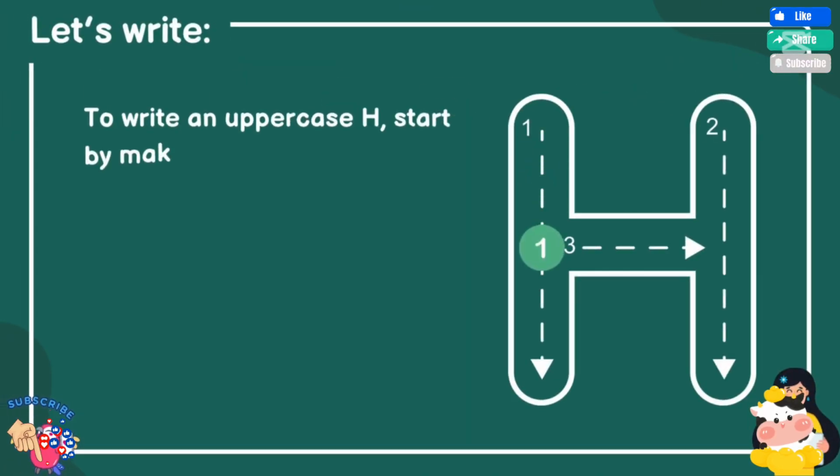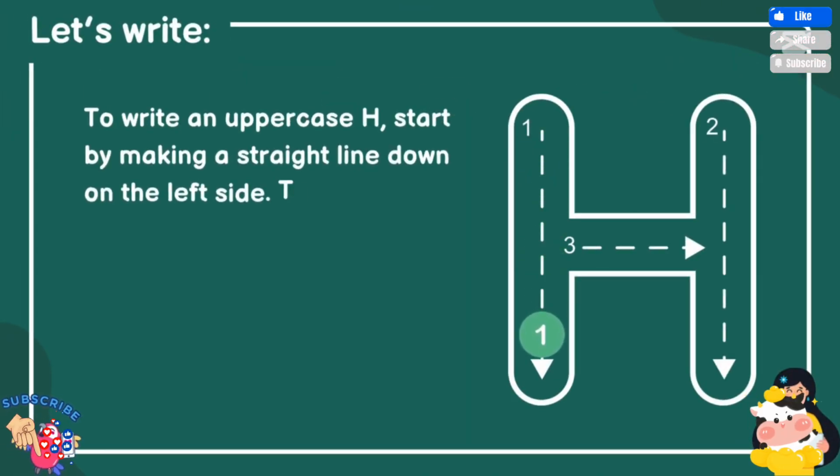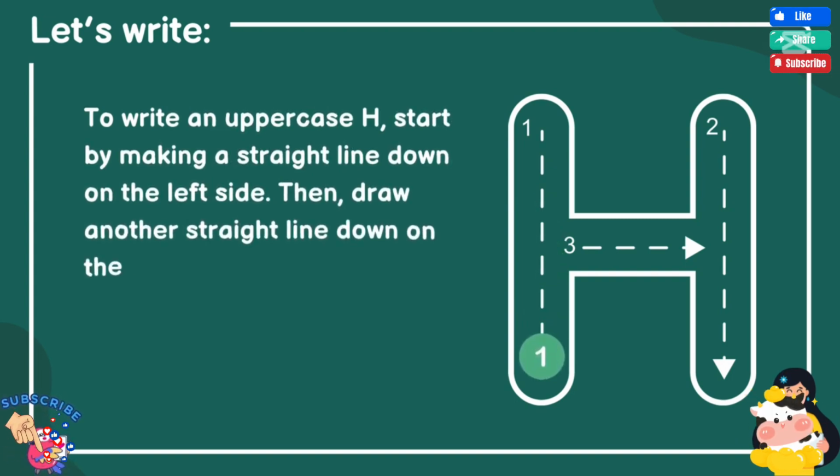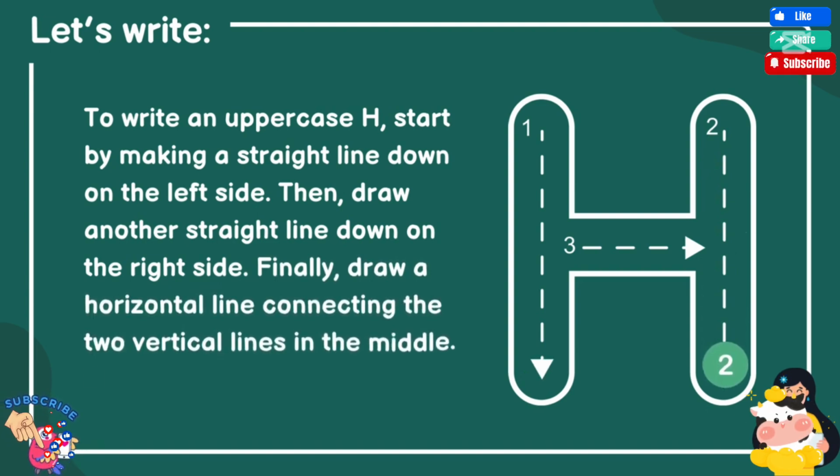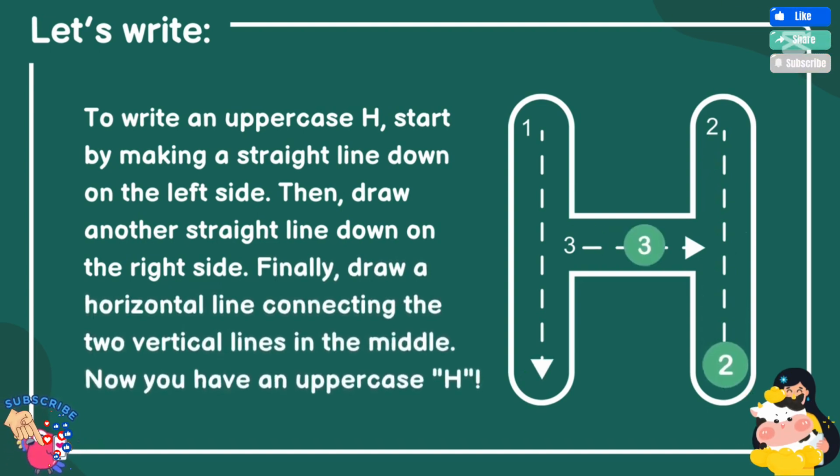To write an uppercase H, start by making a straight line down on the left side. Then, draw another straight line down on the right side. Finally, draw a horizontal line connecting the two vertical lines in the middle. Now you have an uppercase H.